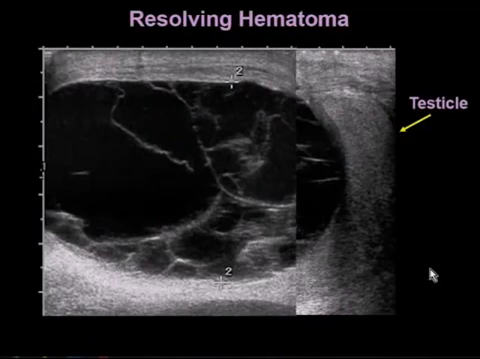This patient has a hematoma that is resolving, so it's been here for a little while. We can see that it has the typical web-shaped crisscrossing septations across it. This is a typical appearance of a resolving hematoma. Again, this is compressing the testicle inferiorly in this case.